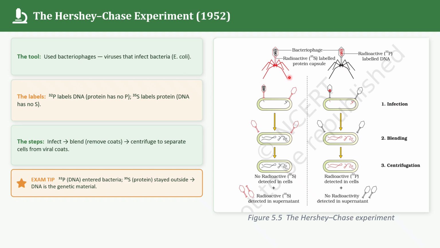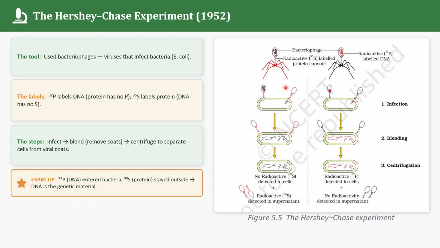In the first one, the bacteriophage with the radioactive protein, you can see the radioactive protein here. That is S35, right? It attaches to the E. coli bacterium. E. coli is nothing but Escherichia coli. So it injects its DNA into the bacterial cell. The protein coat remains outside. You can see the protein coat remaining outside.